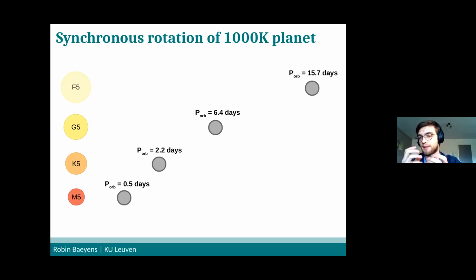So if you put a 1000 Kelvin planet around an F star, you will have the planet at a much bigger distance, and the rotation period and the orbital period, which are the same, will be longer. But if you put it at an M star, you will have it at a very short distance, and it will be a fast rotator. So by varying the spectral type of the host star, you can actually, in a more or less self-consistent way, vary the rotation period of the planet. And that was also one of the things that we set out to do, is to look at the effect of rotation on the climate and on the chemistry.